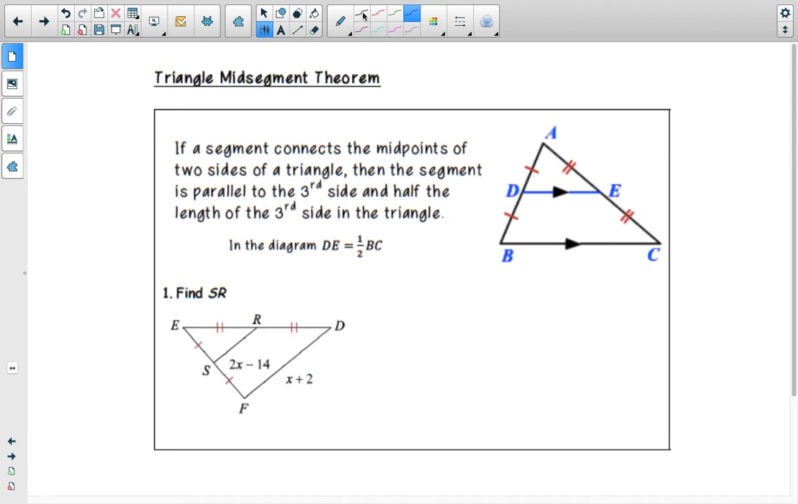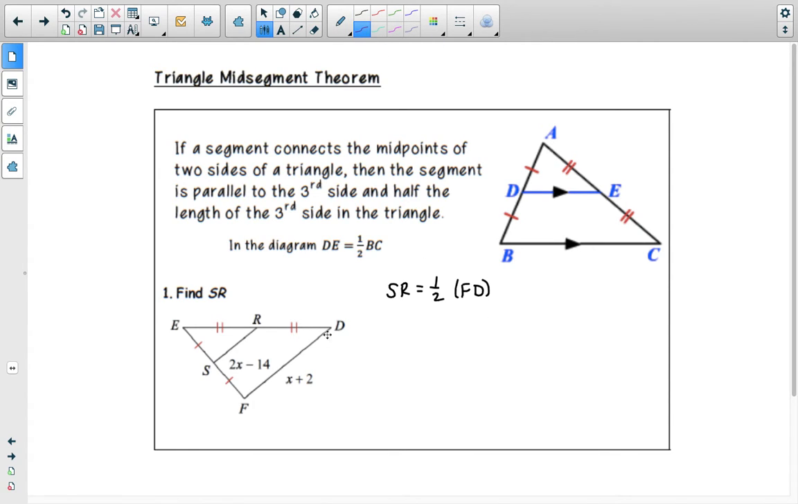So we could state that SR would be the same thing as DE. So SR has to be equal to half of the length of that third side that we haven't even talked about yet, which would be FD. And FD, notice, has no tick marks on it. Neither did BC. Okay, so we can state that it would be half the length of whatever FD is. And I'll put parentheses around that.